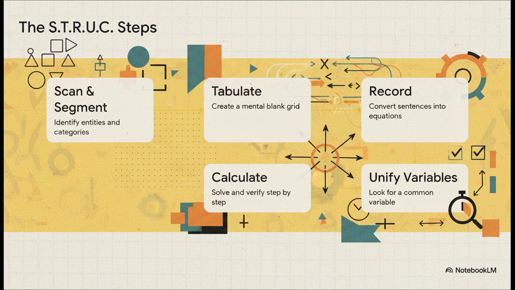First, scan and segment. Just figure out exactly how many entities and categories you're actually dealing with. Second, tabulate mentally. Basically, create a blank mental grid on your scratch paper. Third, record relationships by going sentence by sentence, translating text to math. Fourth, unify variables by finding that one common thread to link everything together. And then, only then, step 5, calculate and check, verifying against the text as you go along.